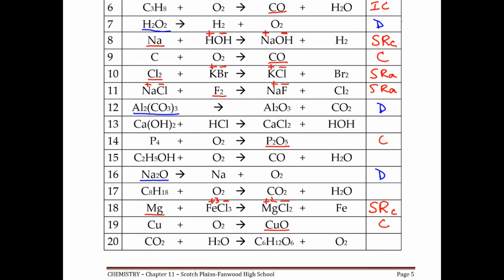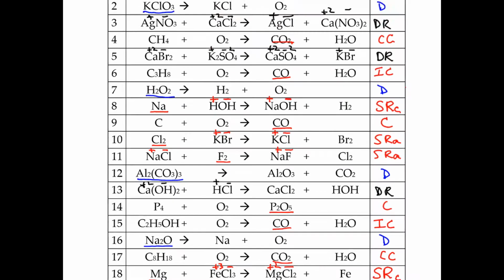And we're going to look at number 15, and we're going to see that one is making CO, incomplete combustion, so IC is our code for that. And then look at number 17, it made CO2, so that's going to be complete combustion. All right, now we're going to look at the ones that are left, and look at that. Number 13, we missed. 13 is a +2 -1, +1 -1. So that's going to be a double replacement.